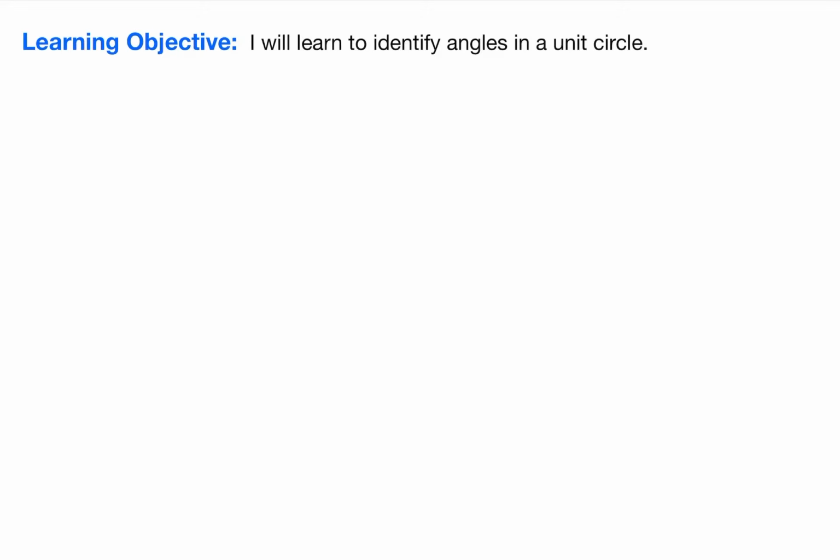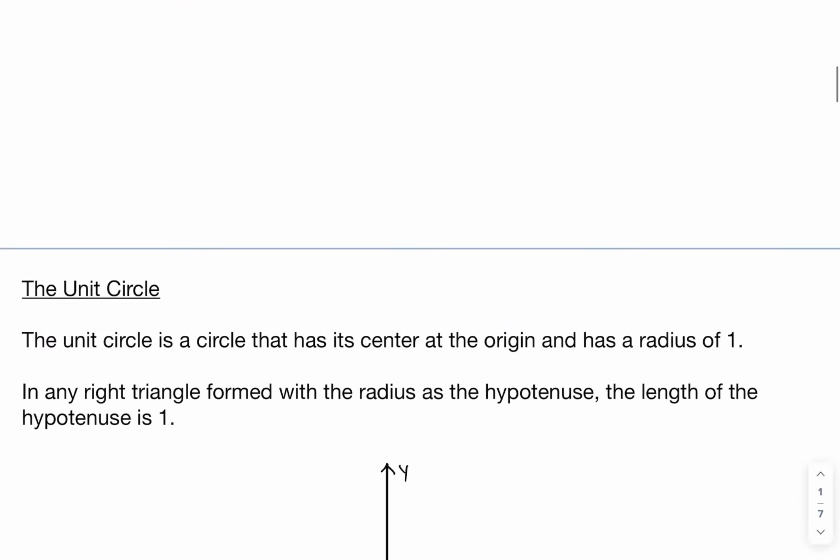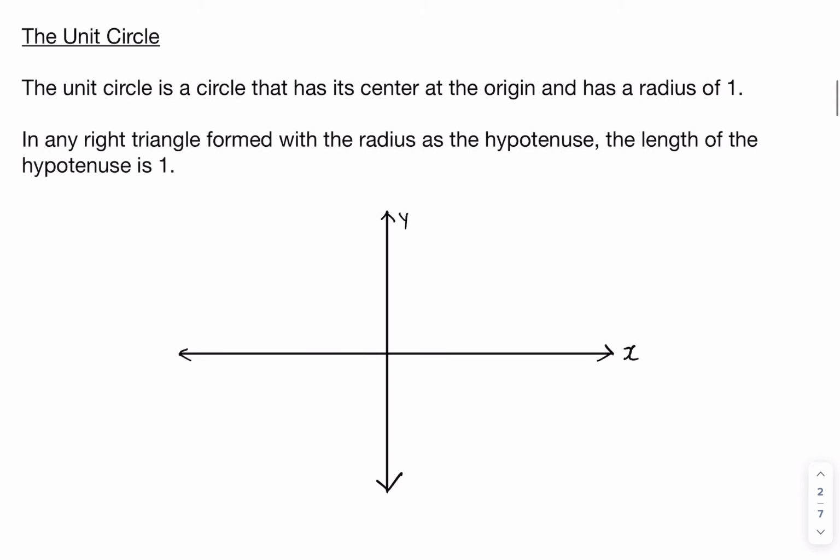Okay, class, in this lesson, you're going to learn to identify angles in a unit circle. So let's go ahead and get started. All right, so let's first identify what a unit circle is, okay? So on a Cartesian coordinate with an x and y axis, we're going to go ahead and draw a circle.